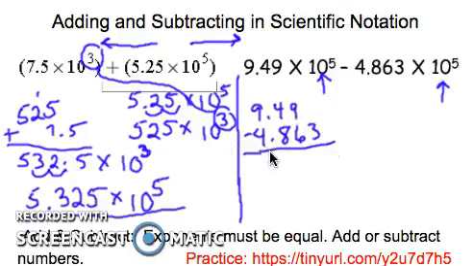So once you subtract it, you will end up with 4 point something. Why don't I put that in my calculator? That is permissible to go with the calculator with this particular thing. So I'll go with the calculator and I will say 9.49 minus 4.863 equals, so I'm looking at 4.627.